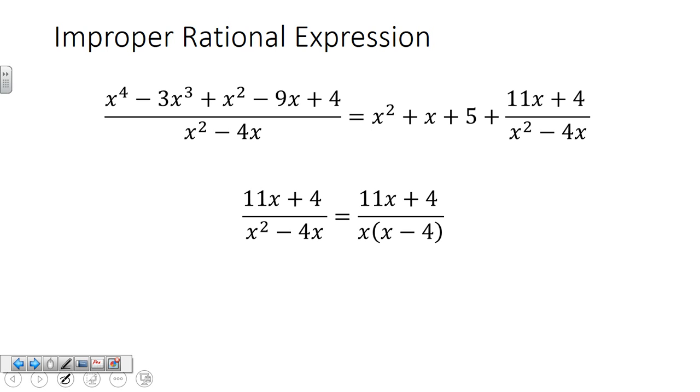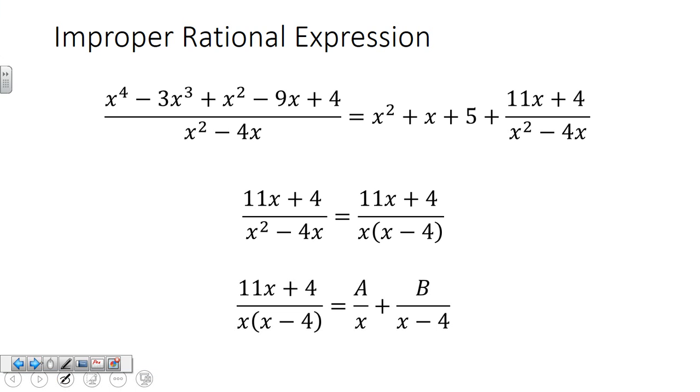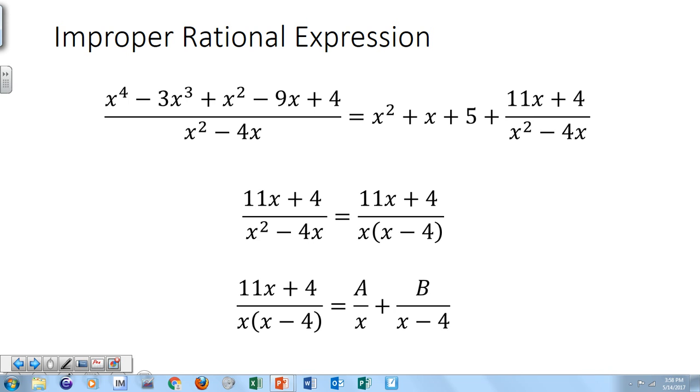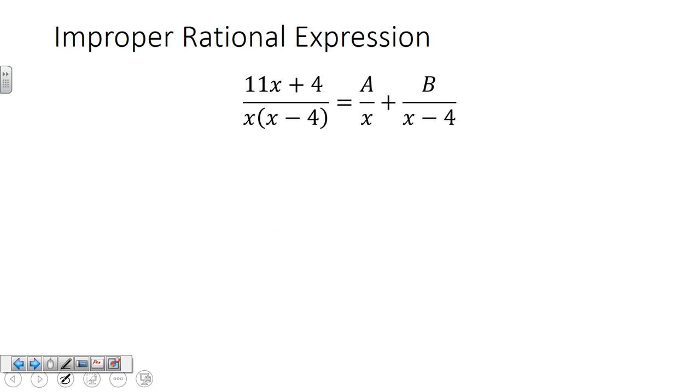We can factor out an x, and we've got x times x minus 4. That's what we're going to break it up into: a fraction over x plus a fraction over x minus 4. So we're going to do all this process that we just learned, or just saw me do, on the remainder fraction. So let's go through this process.